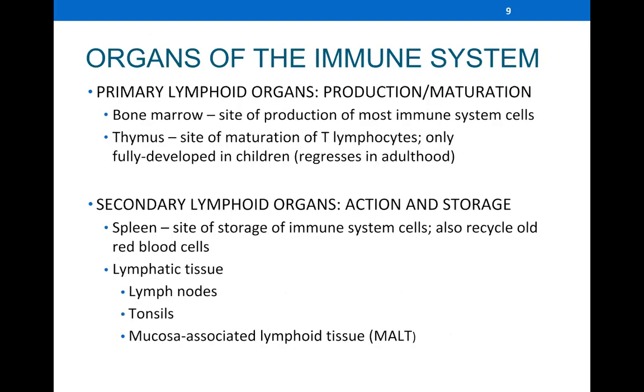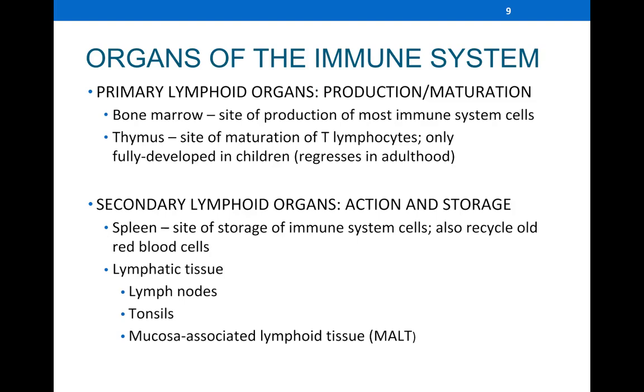Okay, if we have cells, we also have organs of the immune system. We have the primary lymphoid organs and the secondary lymphoid organs. The primary lymphoid organs generally function in production and maturation. Bone marrow is a primary lymphoid organ, which is the site of production of most of the immune system cells. The thymus, on the other hand, is a site of maturation of the lymphocytes. They are only fully developed in children, and it usually regresses in adulthood.